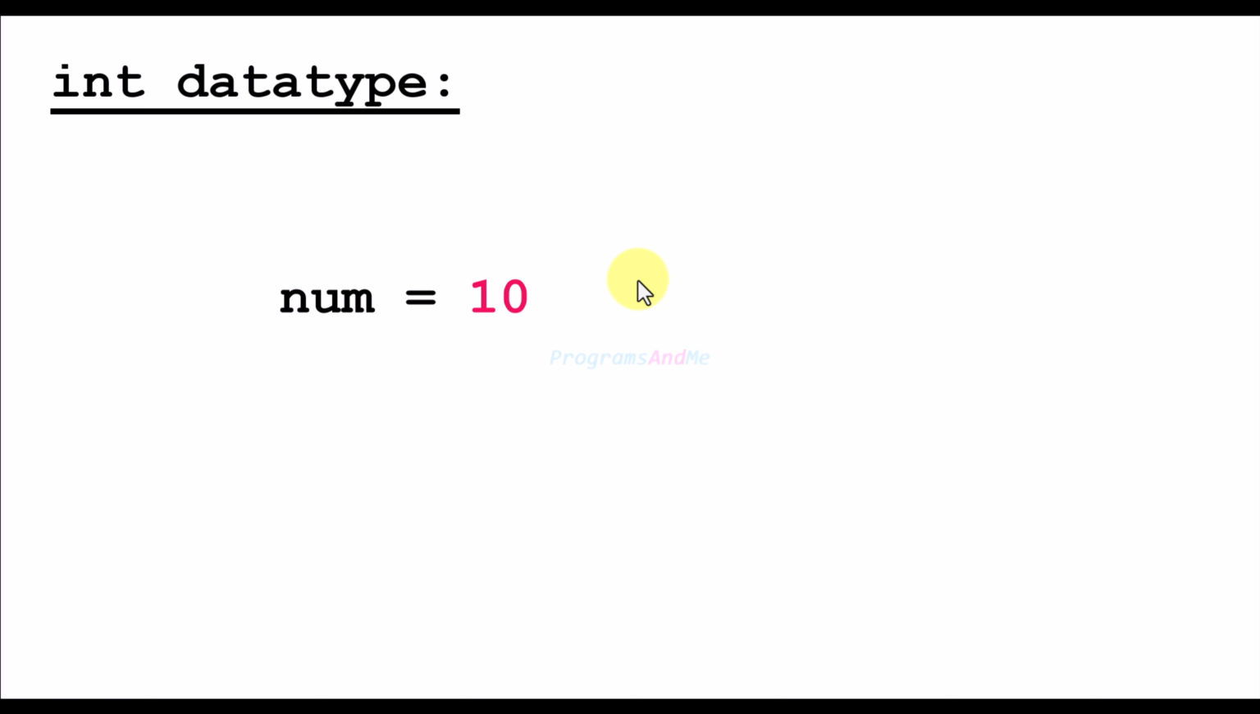And also Python is dynamically typed. When we write num equal to 10, Python automatically understands that num is an integer. No need to explicitly mention the data type as we do in other programming languages. Okay, so this is about int data type.